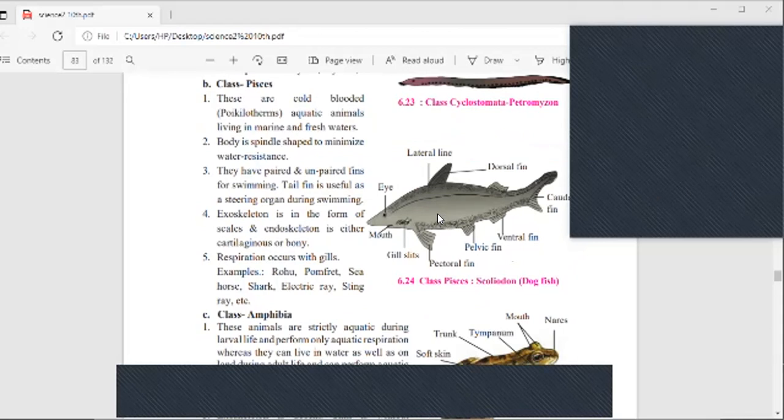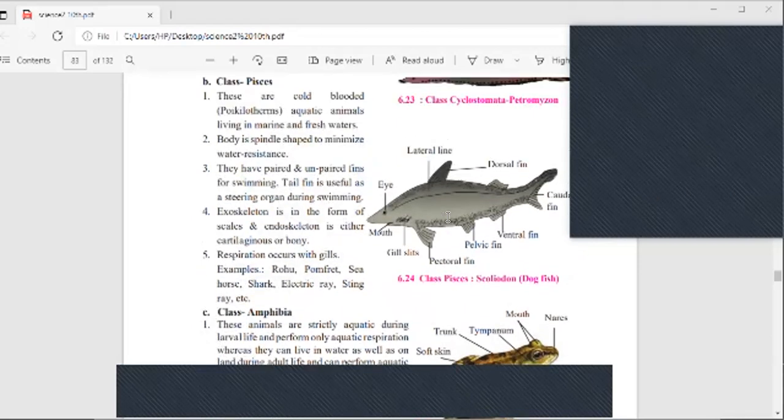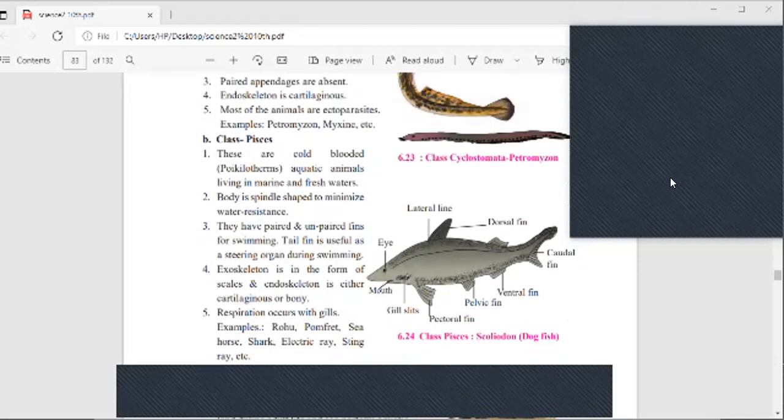Hello, anybody? Just now we had seen in the video, animals are poikilotherms. Aquatic animals living in marine and freshwater are known as poikilotherms. Okay, you have tried, yes, for your level.